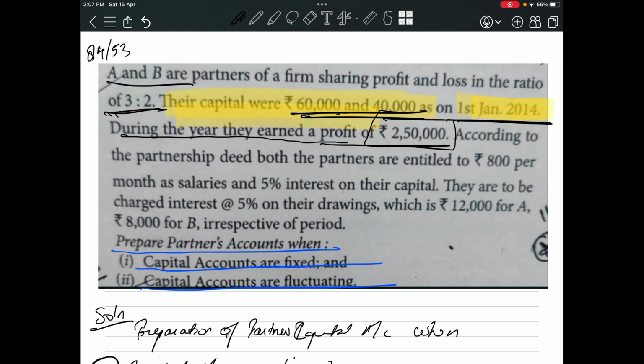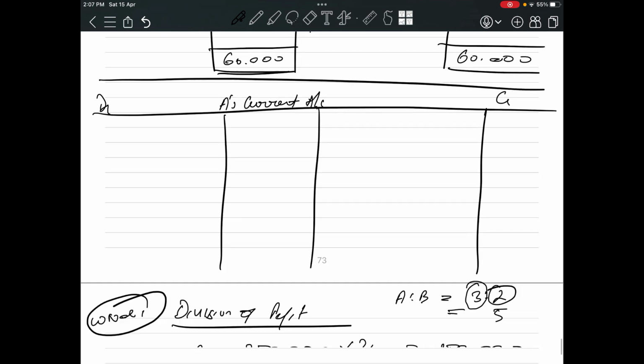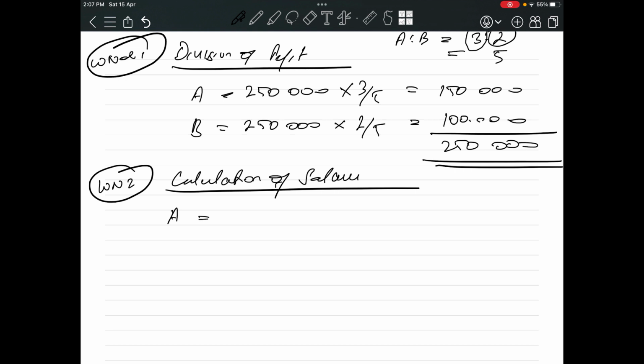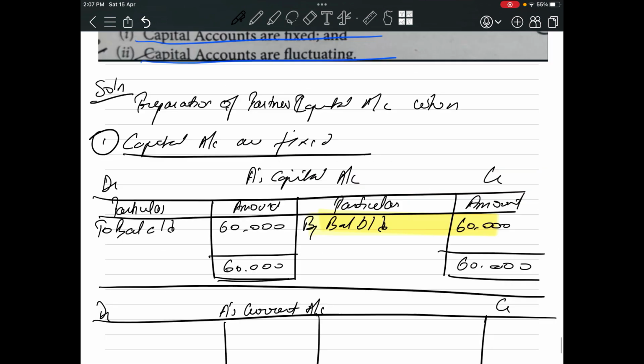Now, according to the partnership deed, both partners are entitled to a salary of 800 per month. This is per month, and there are 12 months in the year, so each gets 800 into 12. Working note number 2 is the calculation of salaries. For A, 800 into 12 is 9,600, and B will also get 9,600.